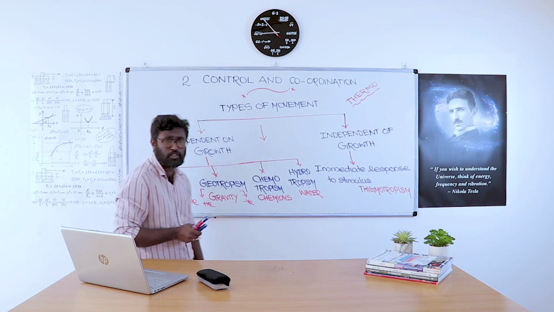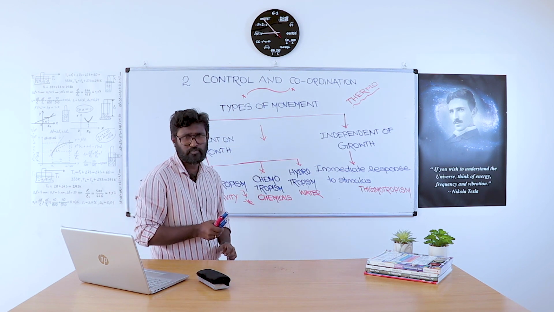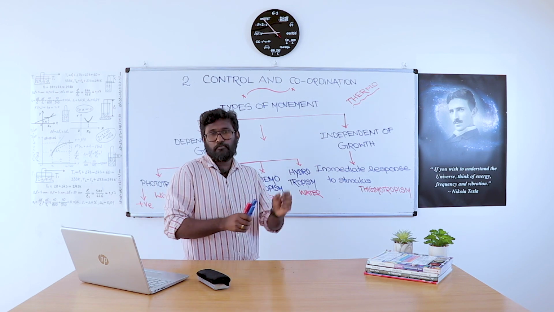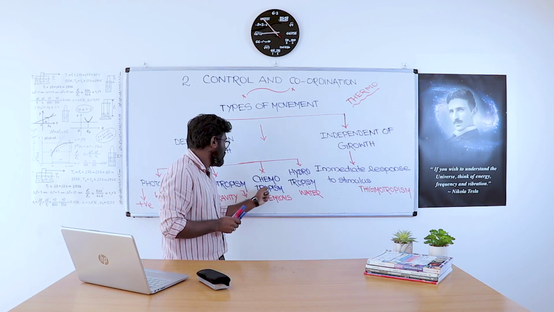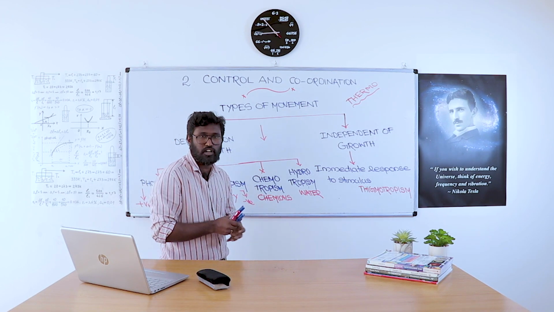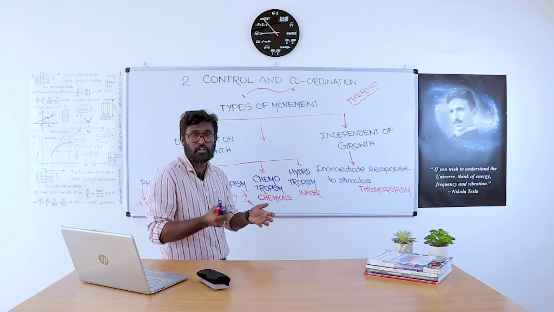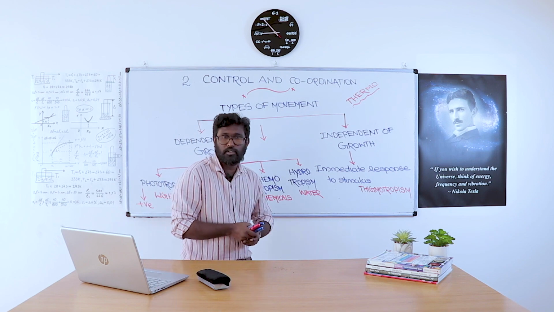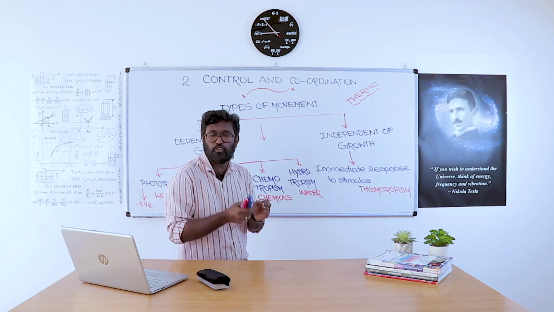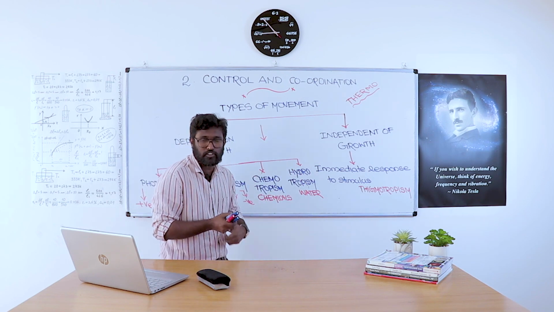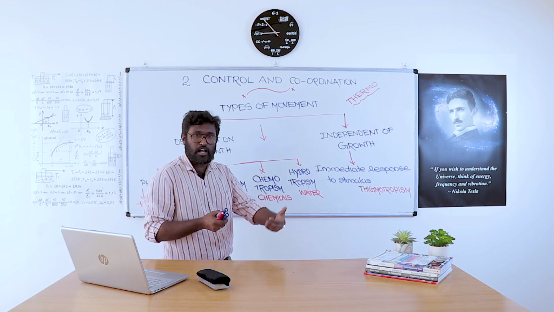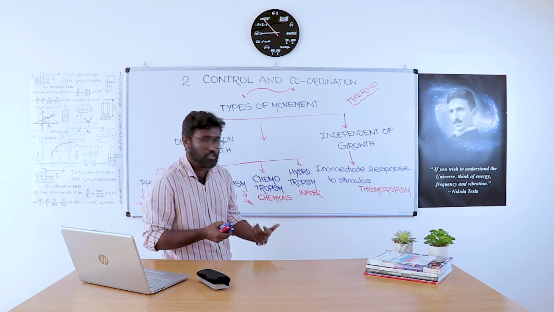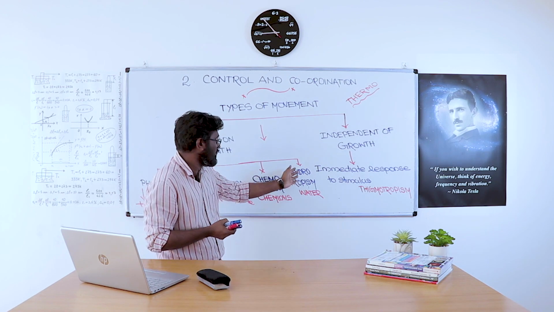Then chemotropism. Chemotropism is related to chemicals, which simply means that the movement of plant growth towards chemicals is called chemotropism. For example, growth of pollen tube is an example of chemotropism. Then hydrotropism. Hydro is related to water. So the movement of plant growth towards water is called hydrotropism.